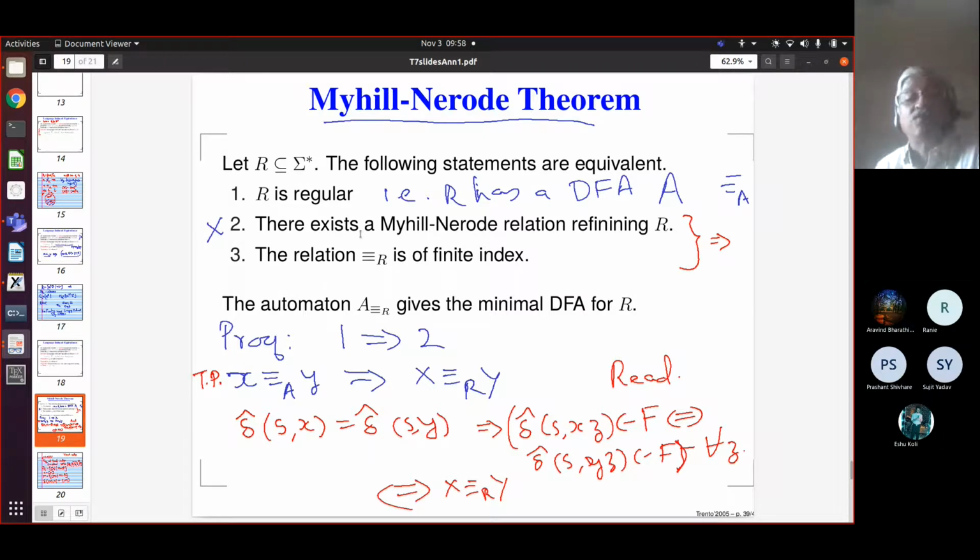So this proves the existence of a minimum sized automaton for regular languages, and in fact the Hopcroft algorithm finds the same minimum automaton, as we had done. So there is a unique minimum automaton for every regular language, and if you give me an automaton for the language, by minimizing it using the Hopcroft algorithm, I will get the same automaton. This is the upshot of the Myhill-Nerode theorem. Okay, so we are done with this.